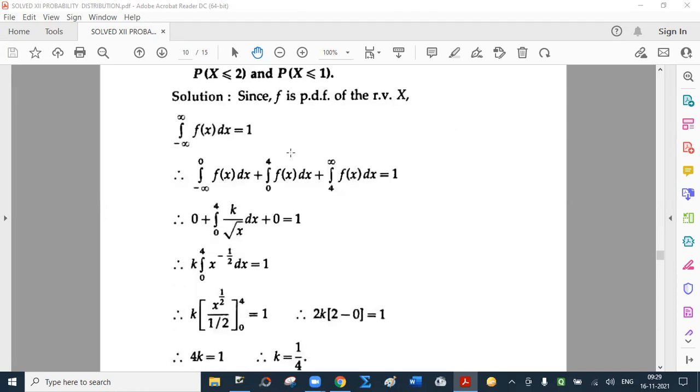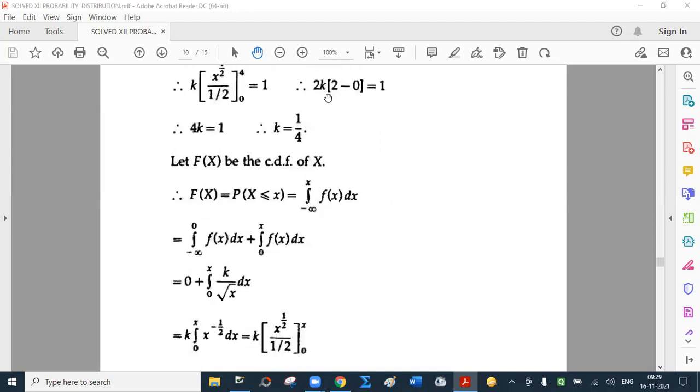Now, f x for this is k upon root x. Now, what is 1 upon root x? x raised to minus half. Its integral is x raised to minus half plus 1, that is x raised to half upon half, and so on. Upper limit 4, lower limit 0. So, it comes out to be 2k into 2 minus 0, but it is 1. So, that gives me k as 1 upon 4.